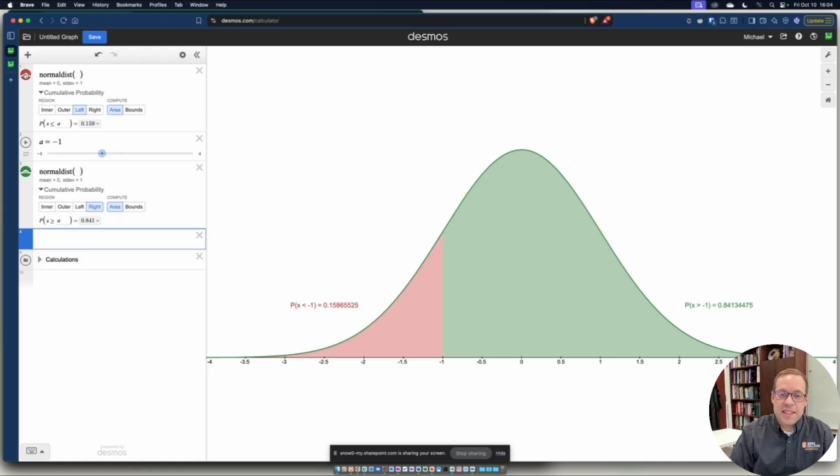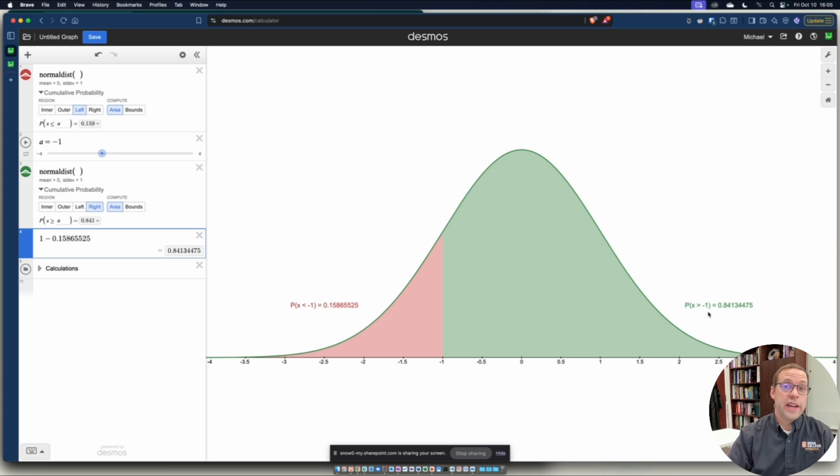So that means that these two areas are complements of each other. Remember what we meant by a complement? So I have the probability that x is less than -1 is 0.158655. If I take 1 minus that, I get 0.8413447. Hey, and that's the probability of being greater than -1.